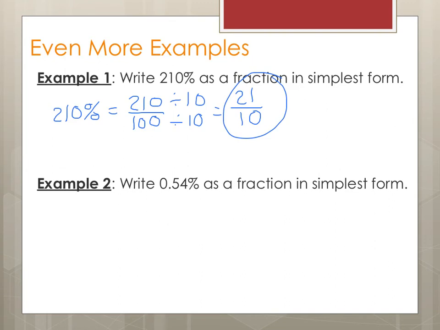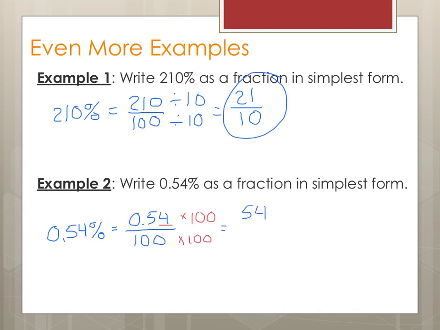Alright, lastly we'll write 0.54% as a fraction. That's going to be 0.54 over 100. We need to get rid of the decimal. The last number in our decimal is in the hundredths place, so we'll multiply by 100. We'll have 54 on top over 10,000 on bottom.